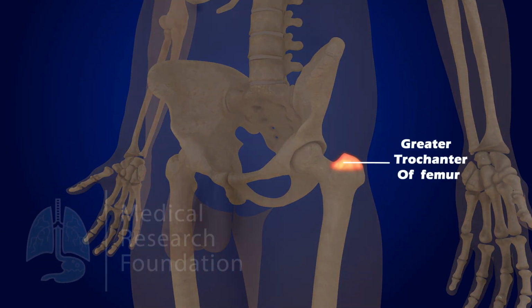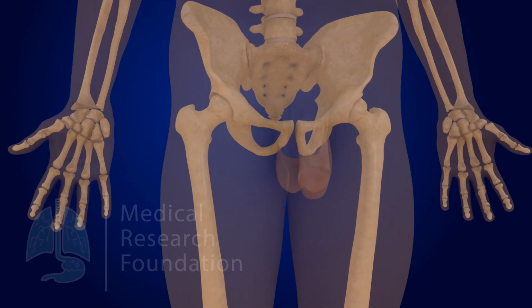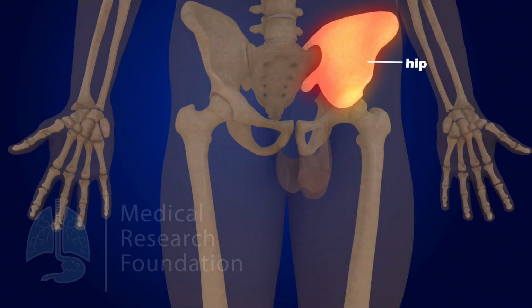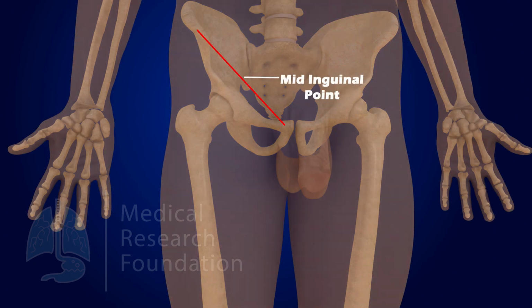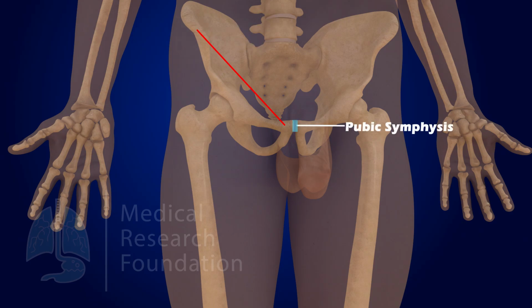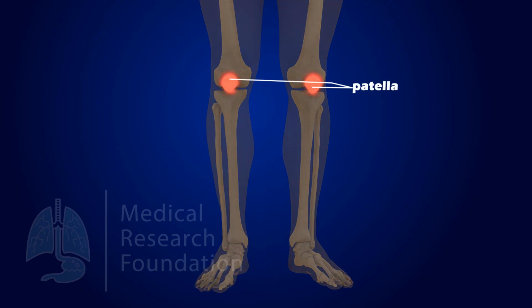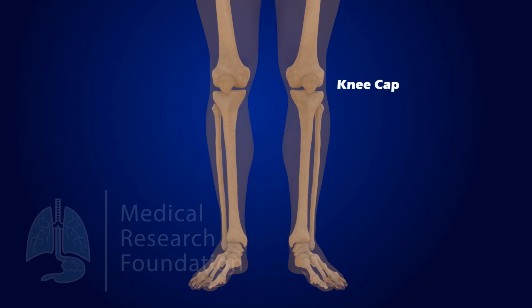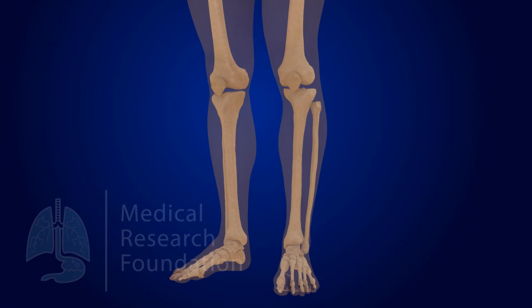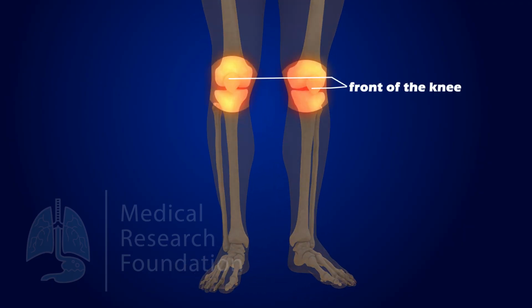The greater trochanter of femur forms a wide prominence just in front of the hollow on the side of the hip. Mid-inguinal point lies midway between the anterior superior iliac spine and the pubic symphysis. Patella, also known as kneecap, is the largest sesamoid bone of the body. It is easily seen and felt in front of the knee.